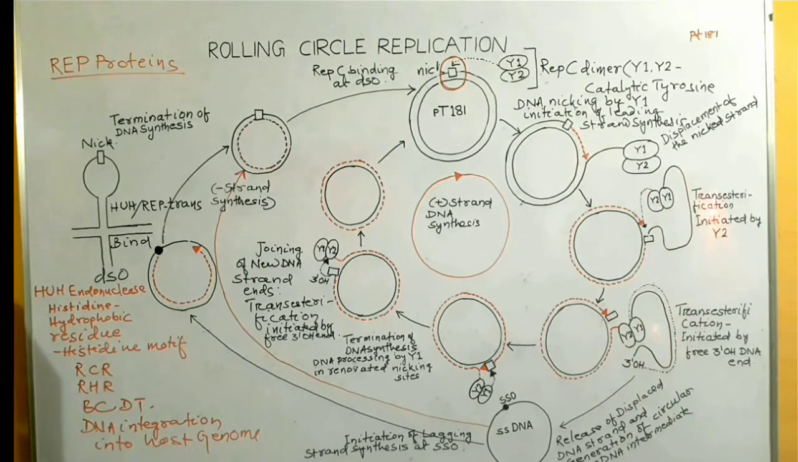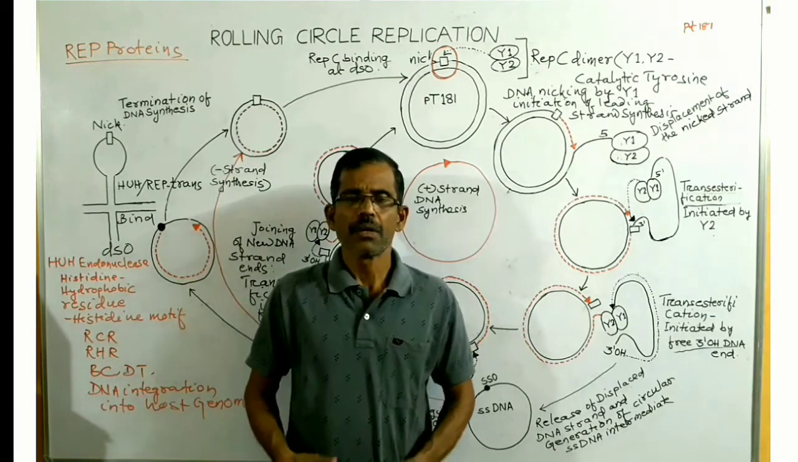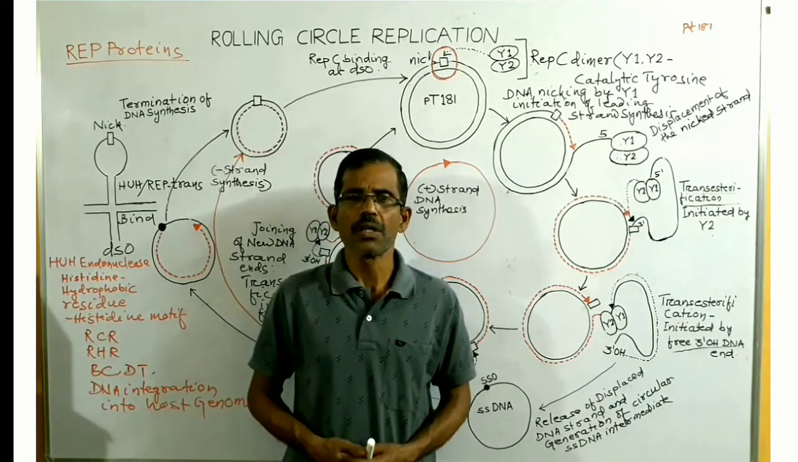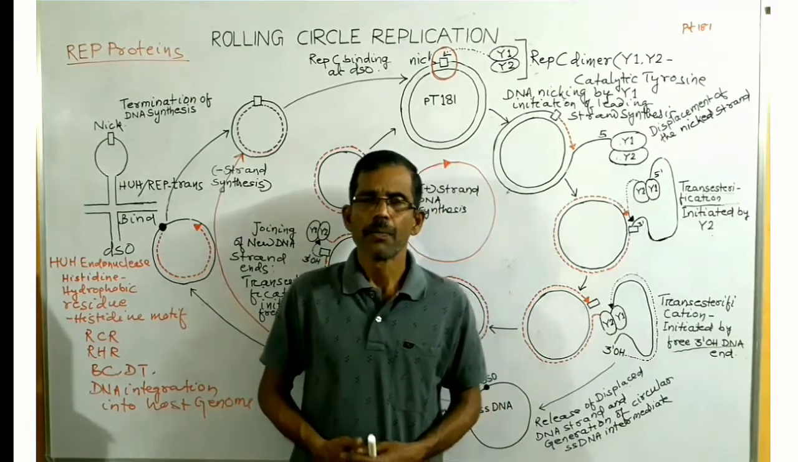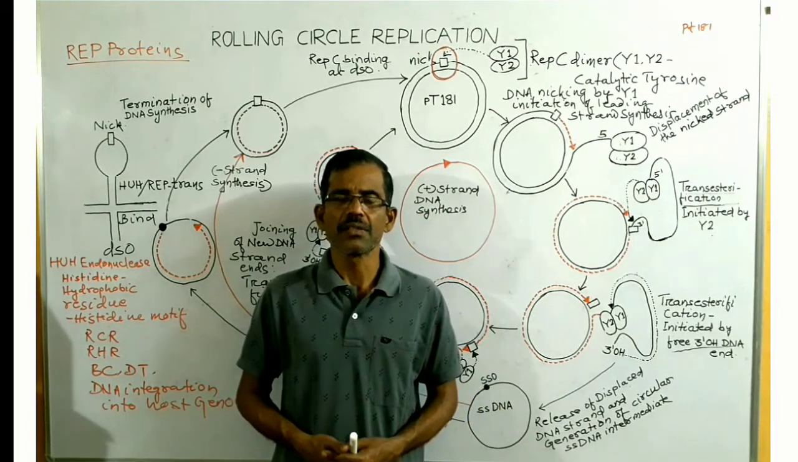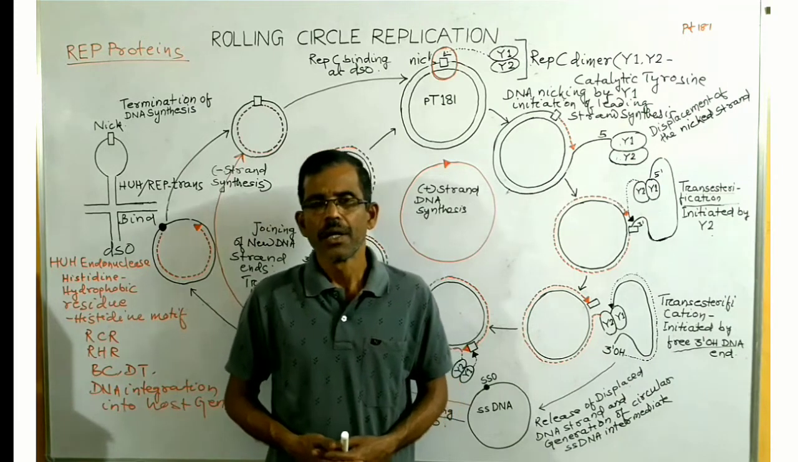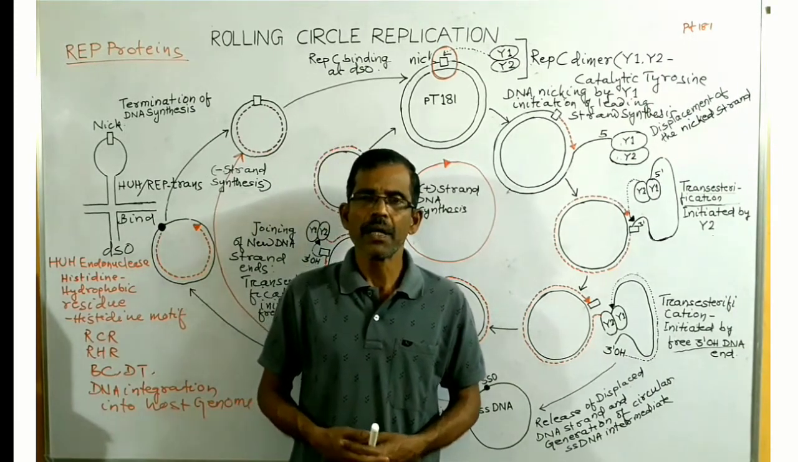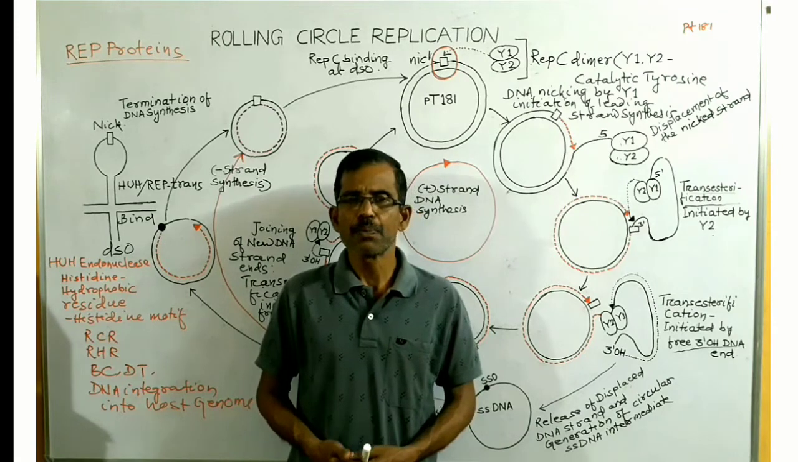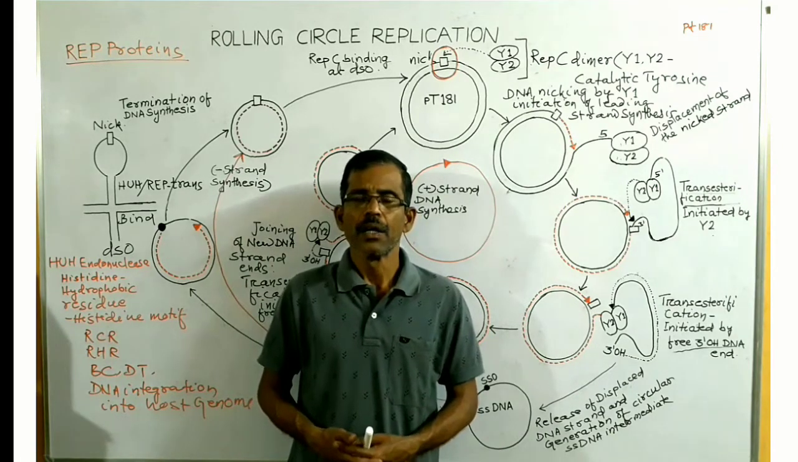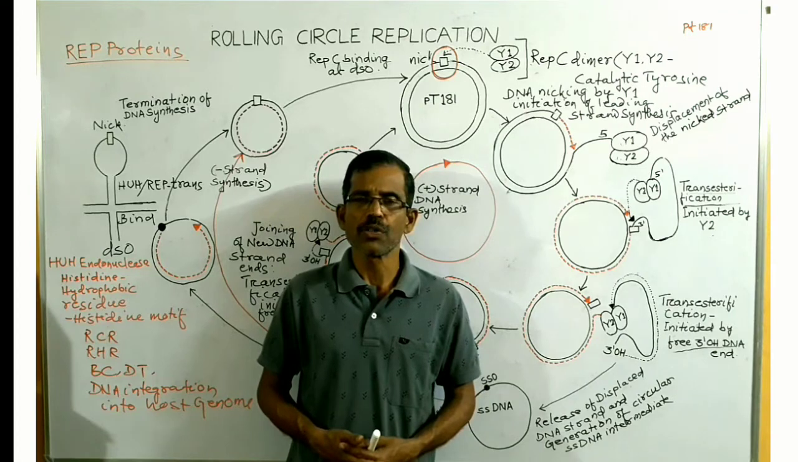After this, there are several trans-esterification reactions. This trans-esterification reaction is initiated by Y2. The dotted arrows indicate the nucleophilic attack. Rep-C dimer facilitates the process of rolling circle replication by processing specific single-stranded DNA sequence. During processing, depending on the situation, Rep-C dimer makes and breaks phosphotyrosine bond and phosphodiester bond.